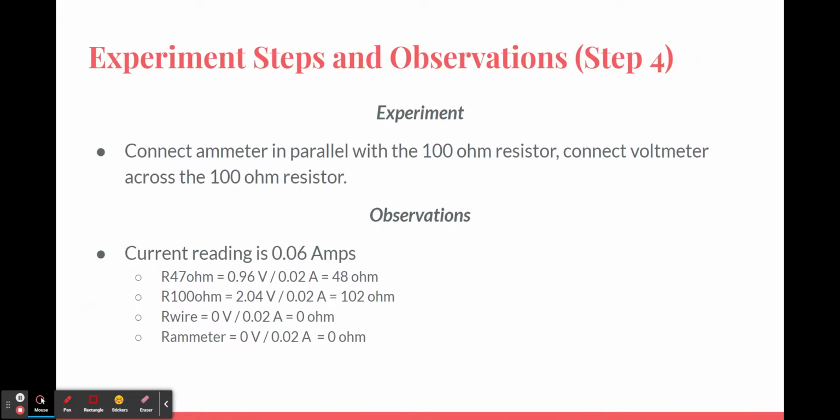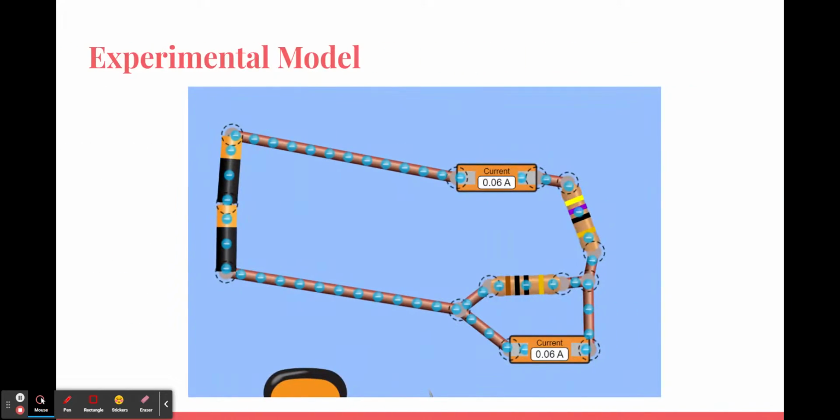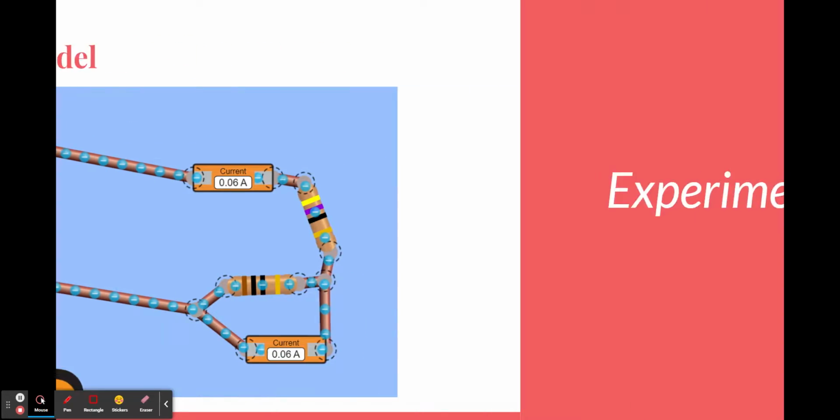Now to the next experiment: connect the ammeter in parallel with the 100 ohm resistor and connect the voltmeter across the 100 ohm resistor. Through this, we found that the current reading is now 0.06 amps, which increased, and now the resistance is 0.96. This is from the path of numbers that I discussed earlier, divided by the original current of 0.02 amps, which gave 48 ohms, and so on as you calculate it. This is the model that was used for the previous calculations that I just discussed.